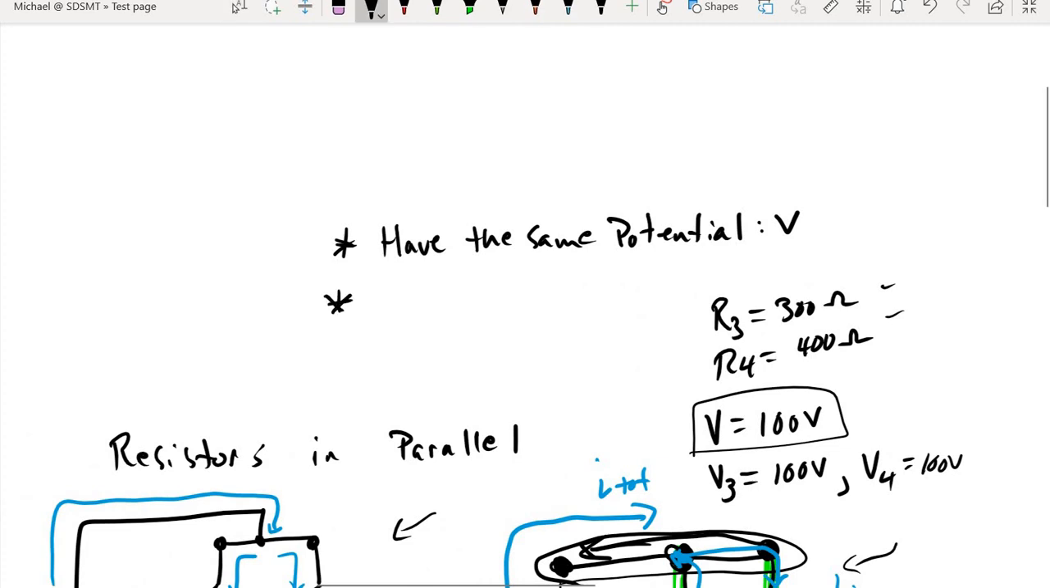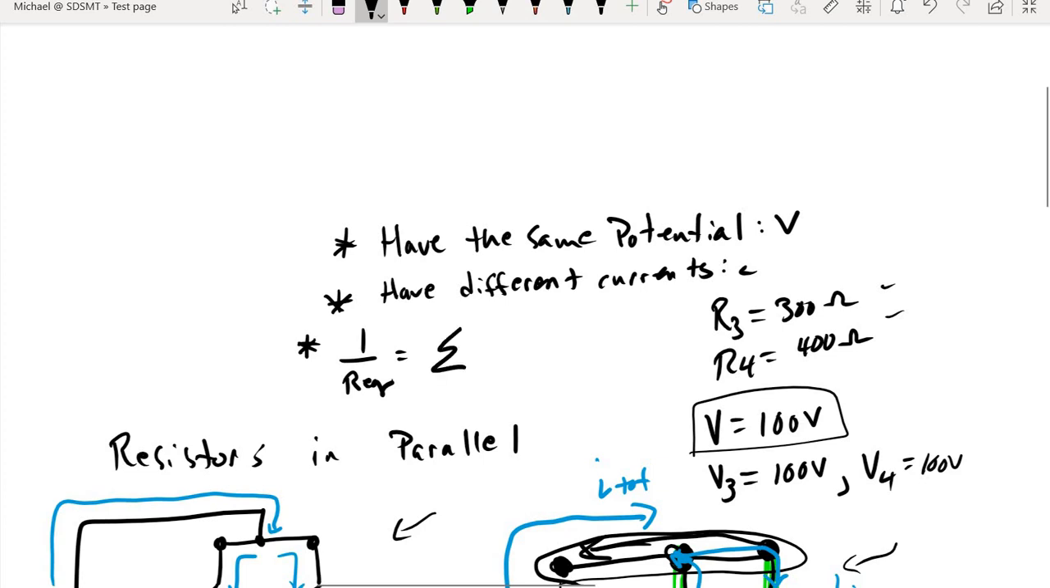So resistors in parallel have the same potential. They have different currents, and to find the equivalent resistance, we have to take the inverse summation of all of our resistors, but then don't forget to invert your answer.